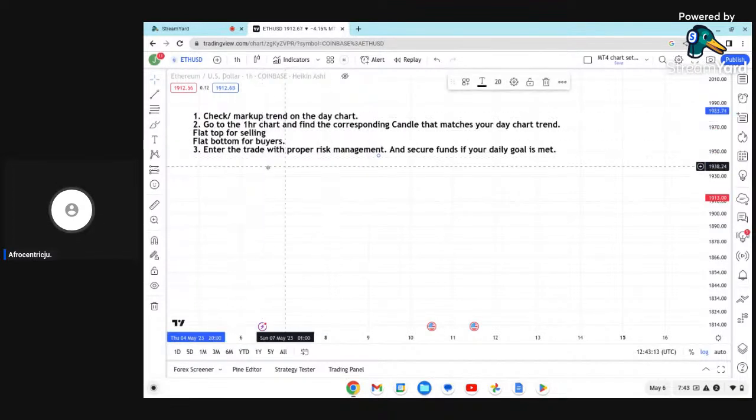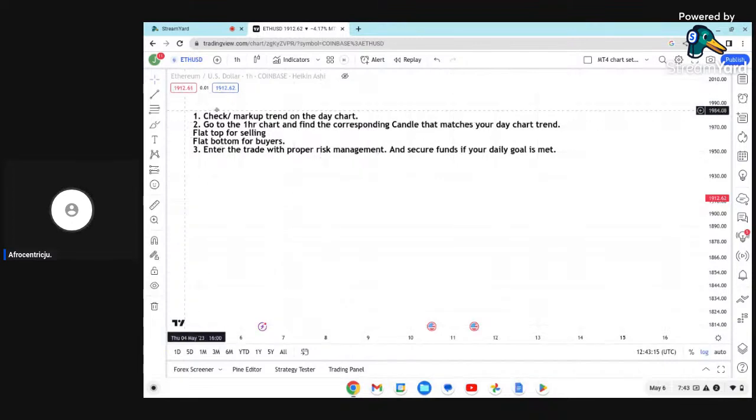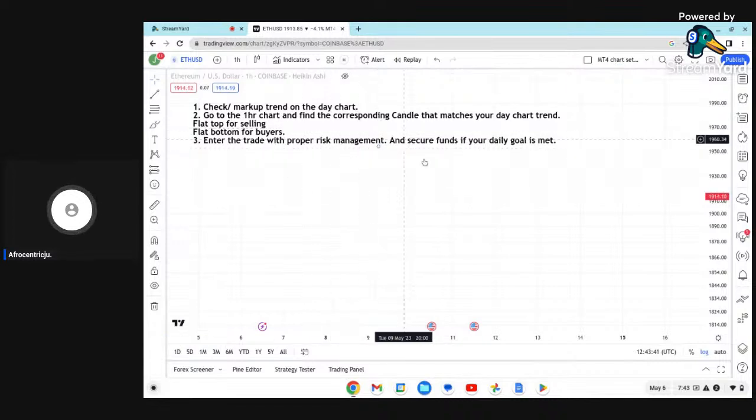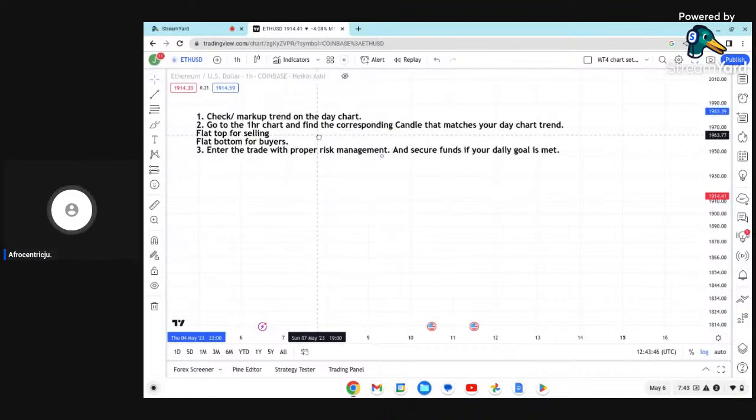Of course, the second thing is, after you go to your day chart, you want to go to your hour chart and find the candle that matches your trend from your day chart. If your day chart trend is in an uptrend, then you want to find a buying candle. If you're in a correction in the market, then you want to find a seller candle. And of course, always use proper risk management, and secure your bread whenever you feel like you need to.